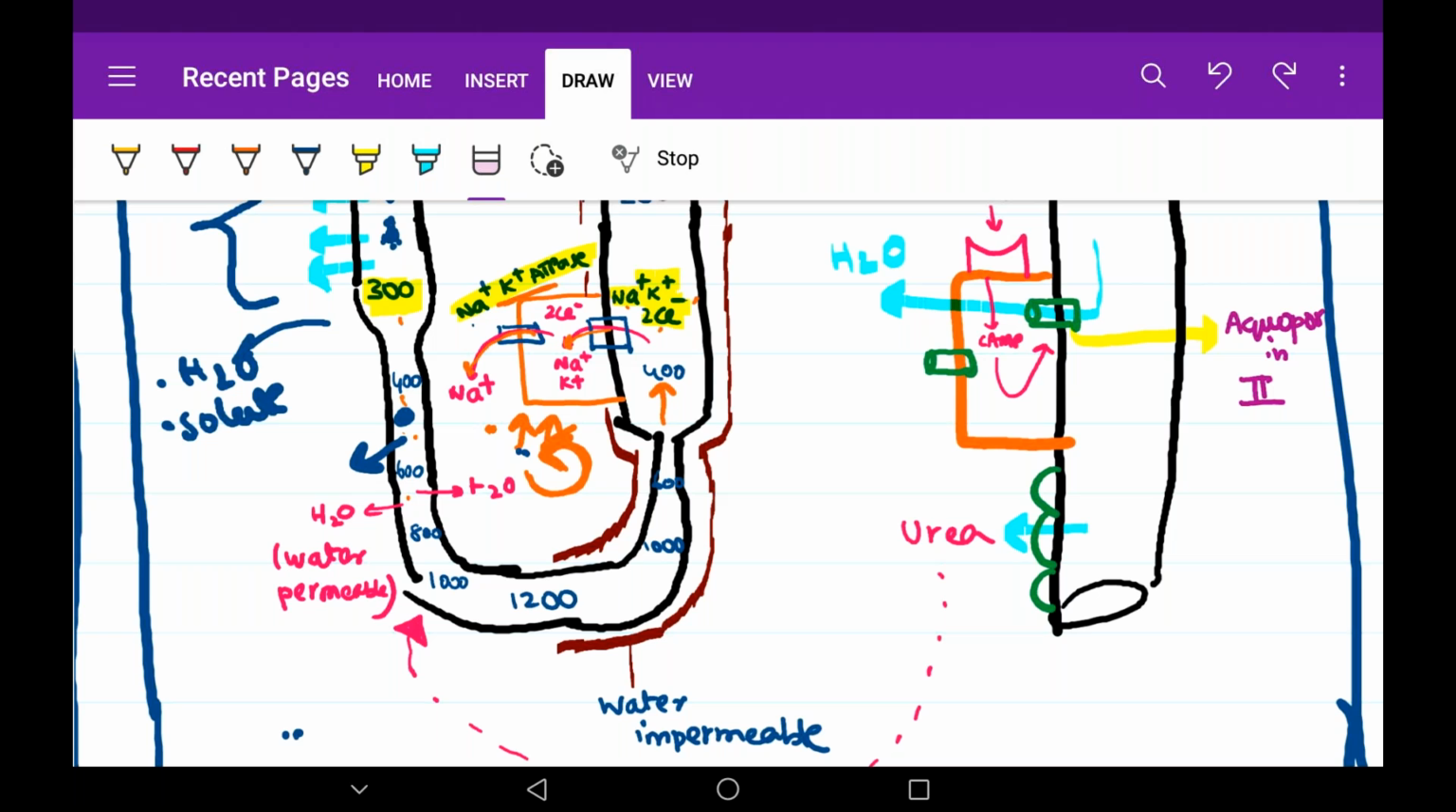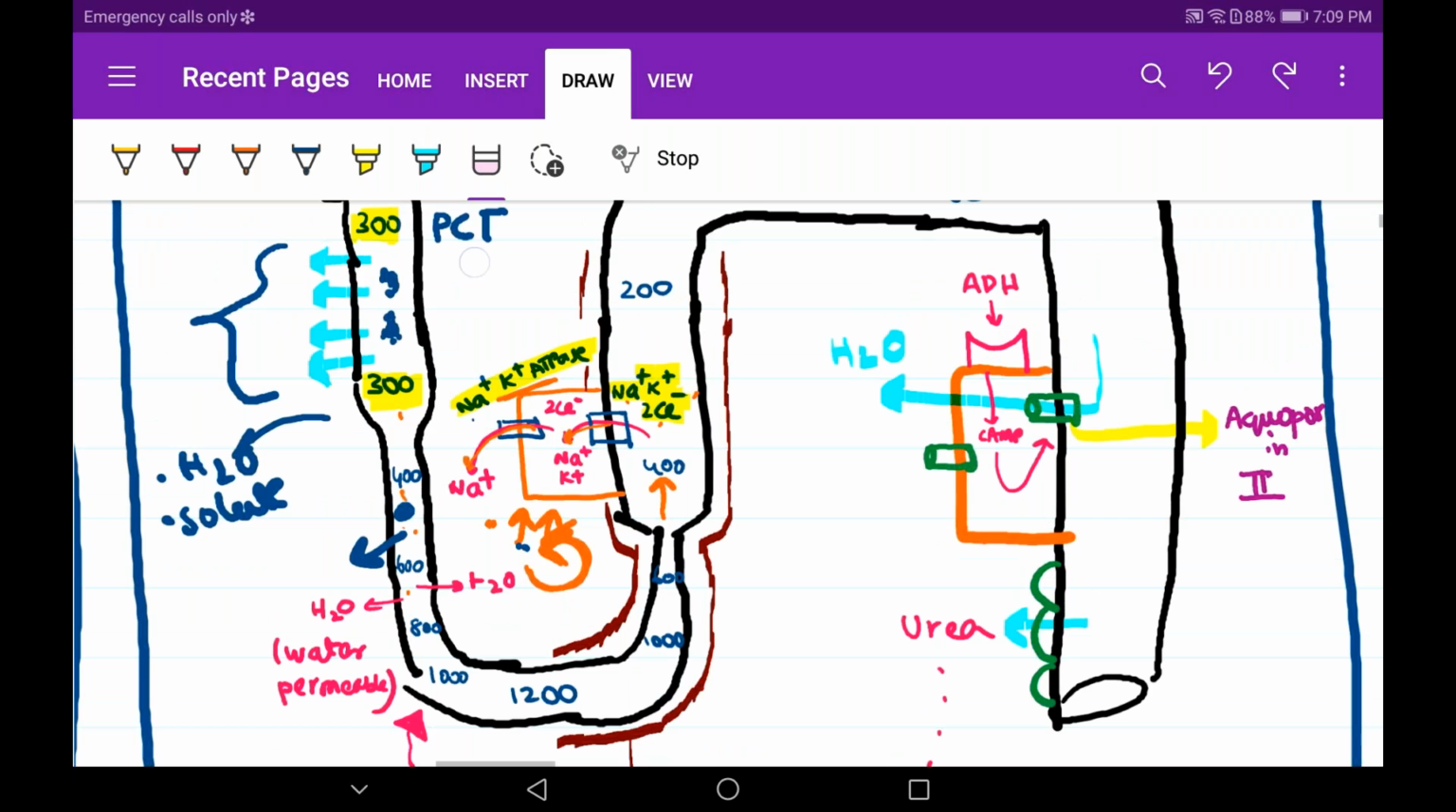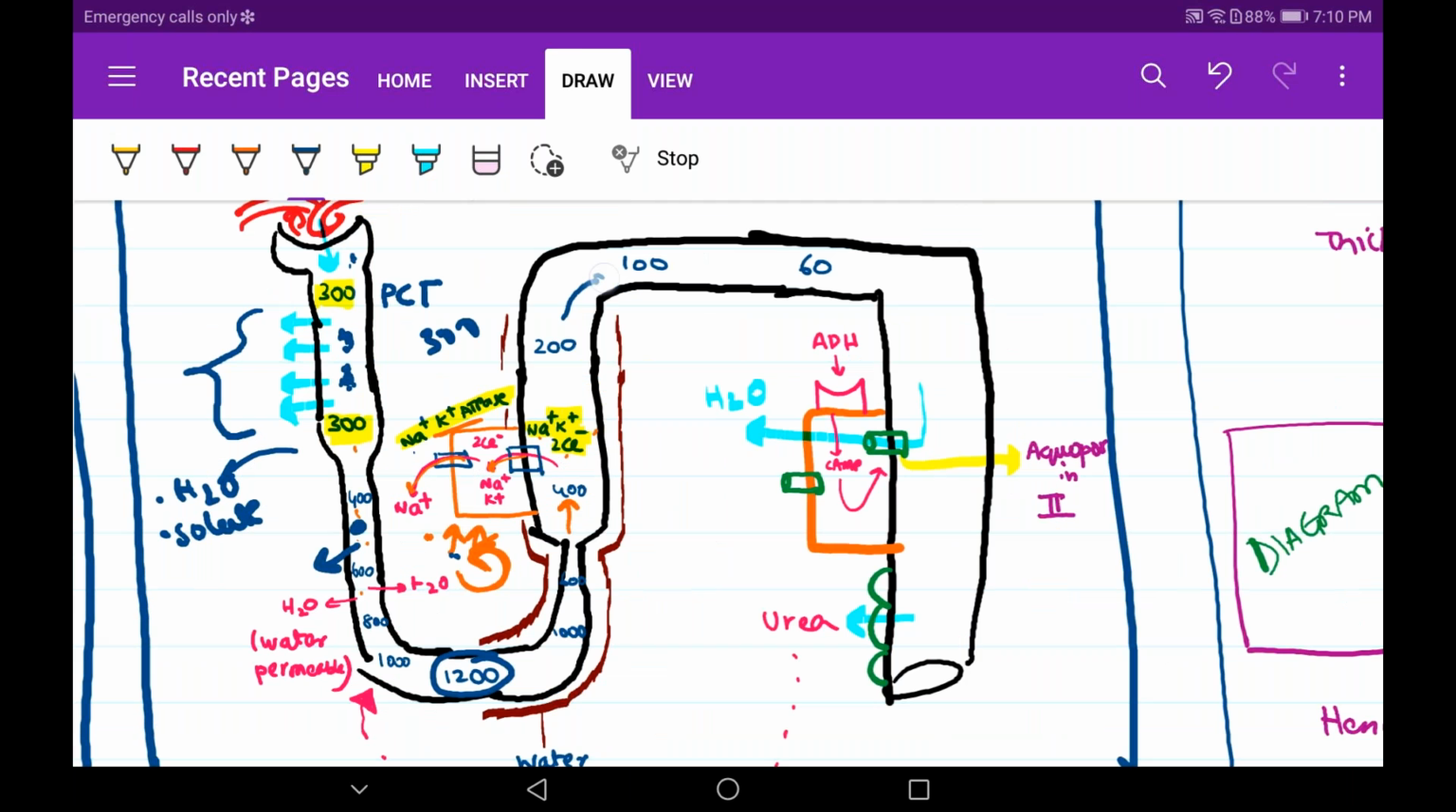This is over. Now we have to deal with the urea, as well as the ADH. We will deal with all that, and also the vasa recta. Okay, now let's just revise yesterday.